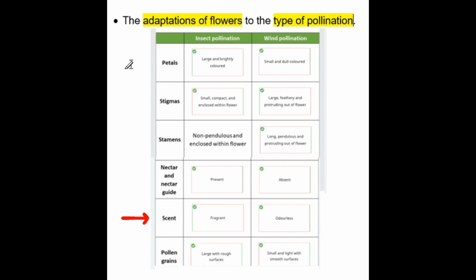Scent. Insect pollination: fragrant. Wind pollination: odorless. Pollen grains. Insect pollination: large with rough surfaces. Wind pollination: small and light with smooth surfaces.